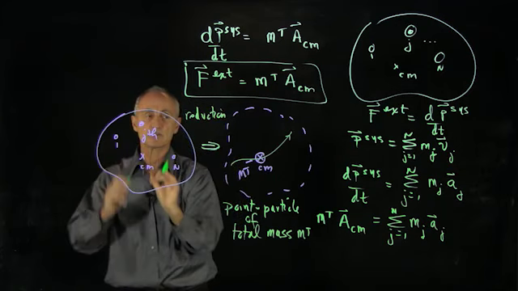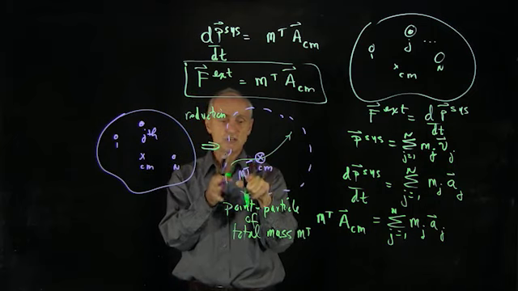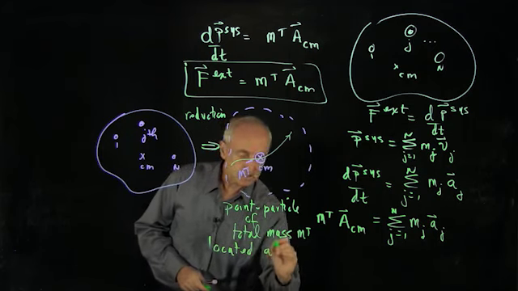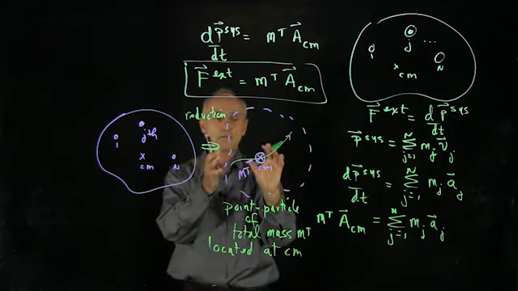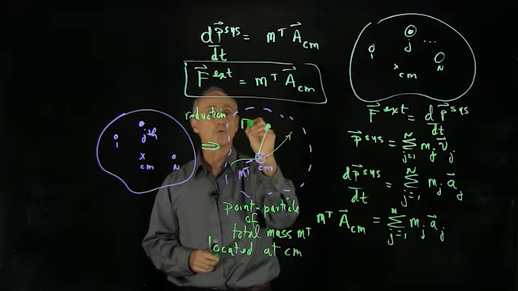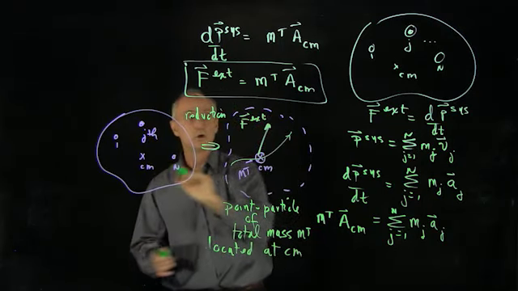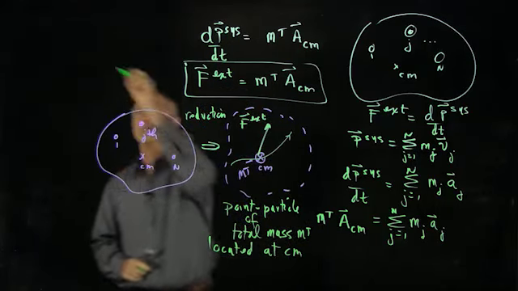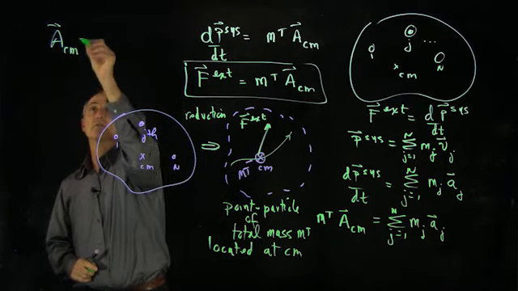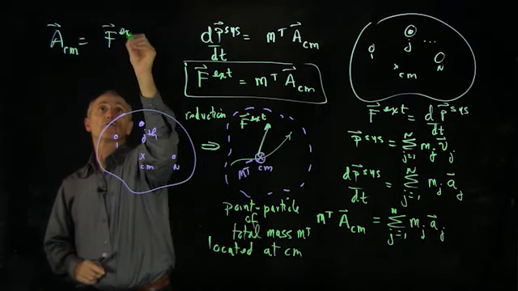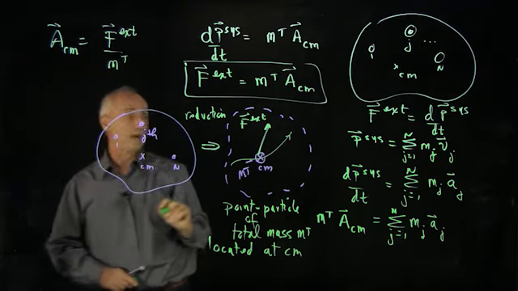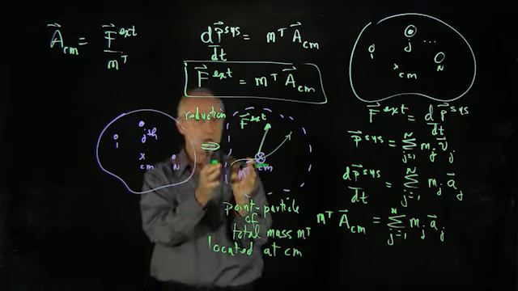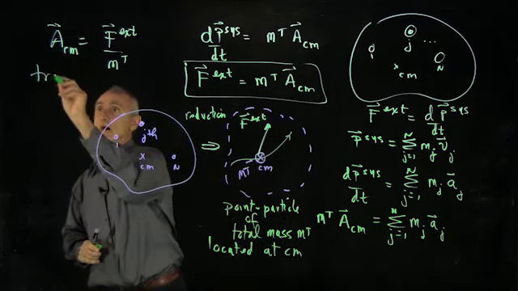So what we've done is a very important reduction. We've taken a complicated system of particles and reduced it to a single point particle of total mass m located at the center of mass. And the dynamics of that particle is that if there is an external force acting on this system, we place this external force at the center of mass, and now we can calculate the acceleration of the center of mass as just that external force divided by the total mass. And that's how we can reduce this complicated system of particles to a translational motion of the center of mass.